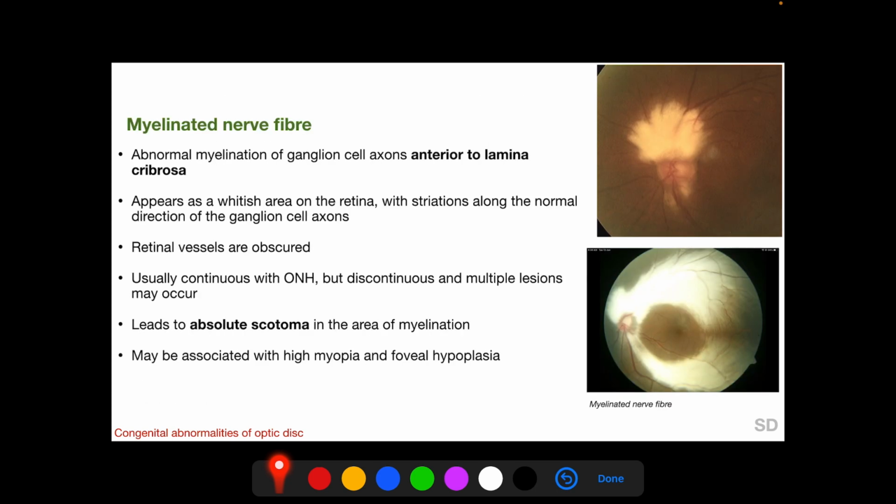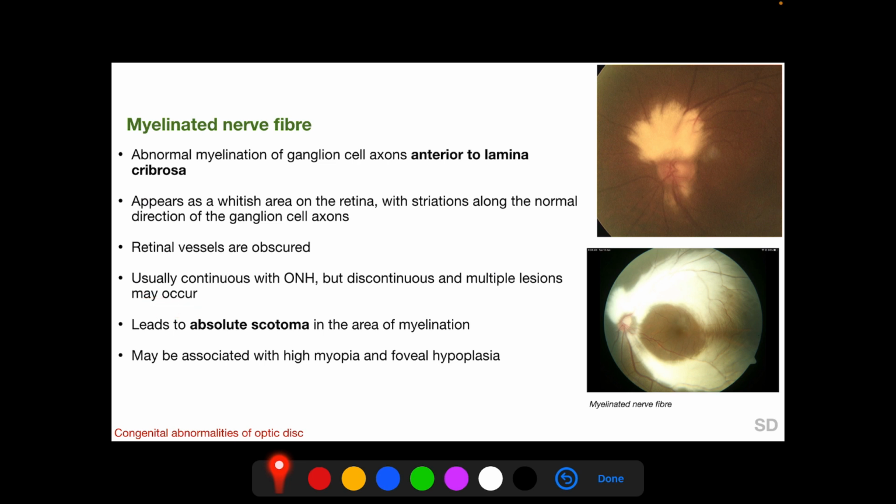Myelinated nerve fiber is an abnormal myelination of ganglion cell axons anterior to lamina cribrosa, and we know that myelination normally stops anteriorly at lamina cribrosa. It appears as a whitish area on the retina, and this whitish area has striations along the normal orientation of the ganglion cell axons. Retinal blood vessels are obscured, and these areas of myelinated nerve fiber are usually adjacent to the ONH, but discontinuous and multiple lesions may occur and are occasionally found.